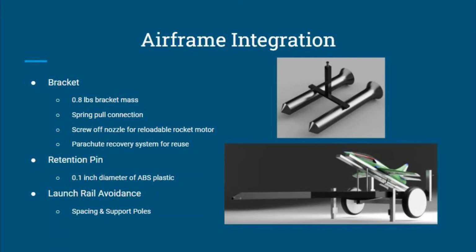To allow for a reloadable rocket motor, a screw-off nozzle has been implemented into the bracket. The launch rails were spaced out and support poles were crafted for the rails to prevent snags and collisions during launch. A retention pin made of ABS plastic with a diameter of 0.1 inches was designed to shear at the required takeoff velocity. Finally, after the bracket detaches, a parachute will be deployed from a custom 3D printed nose system that will allow for easy recovery and reuse of the bracket.